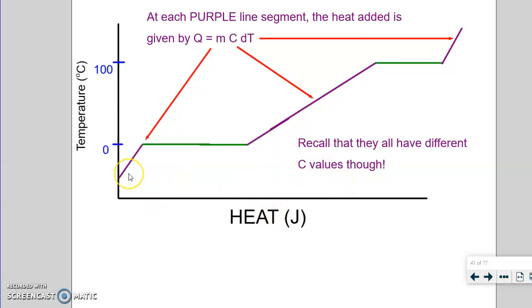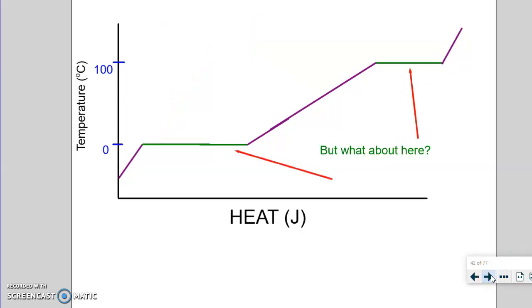It's like, I believe this first section has a C value of 2020. This middle section is 4180, and this is 2060, I think. I could be getting the steam versus ice backwards, but I think that's right. We'll see in a little bit. But what happens at these horizontal places? How do we find the heat necessary? We see that heat did go in there, but how do you calculate it?